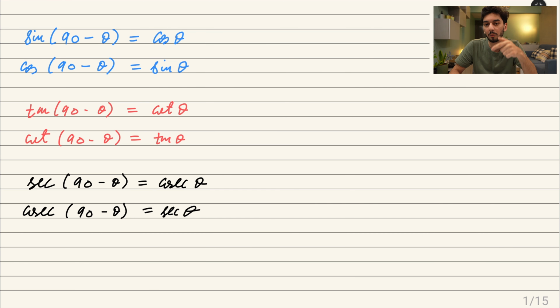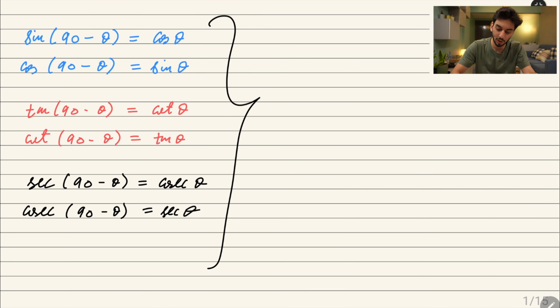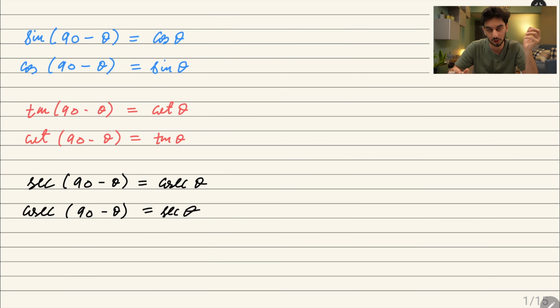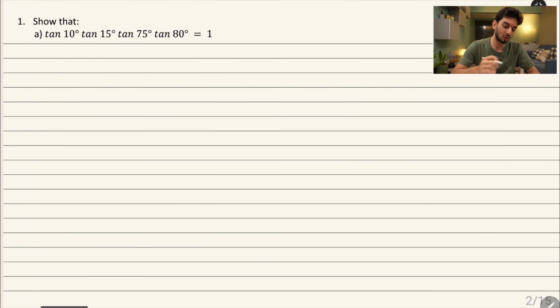So sine's complementary is cosine, cosine's complementary is sine. So co just means complementary over there. Okay, so these are the things that you need to know. If you know all of these, we'll be able to solve a lot of questions based on these things. Okay, let us try to look at a question.